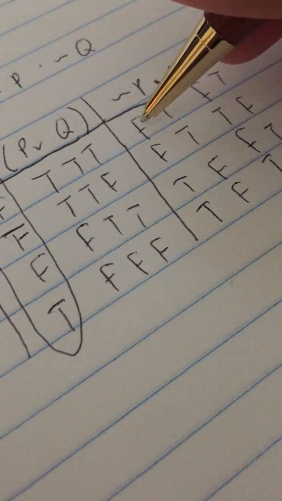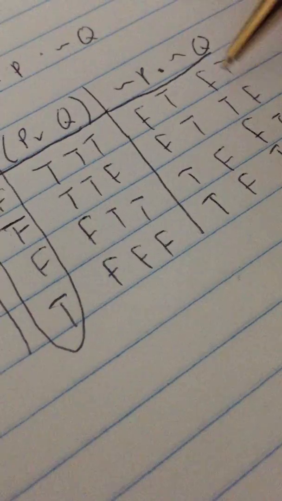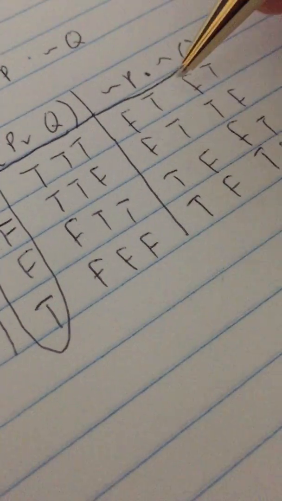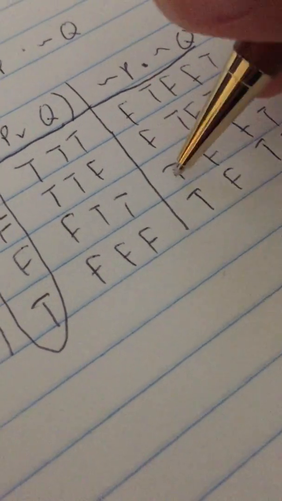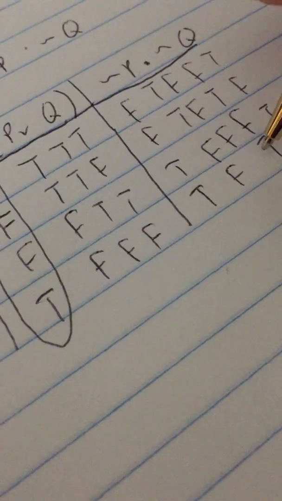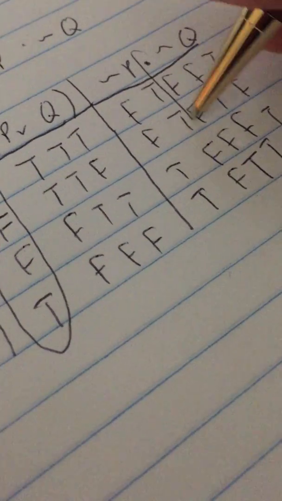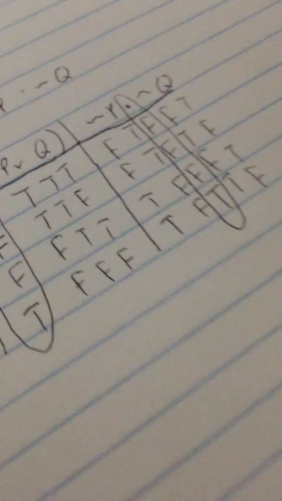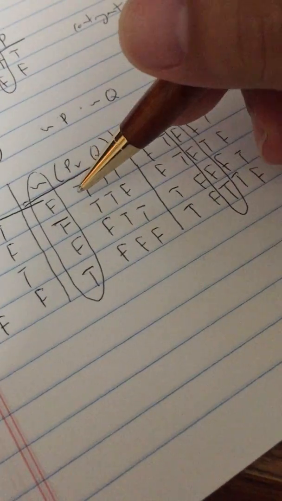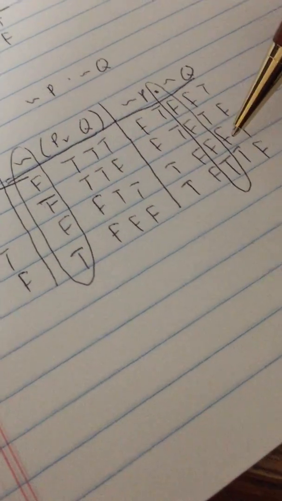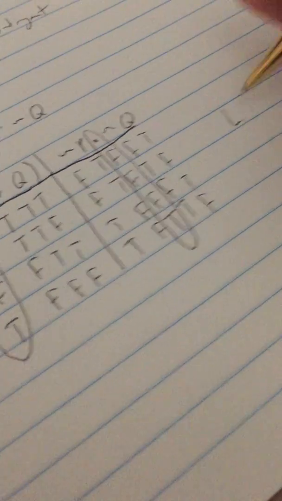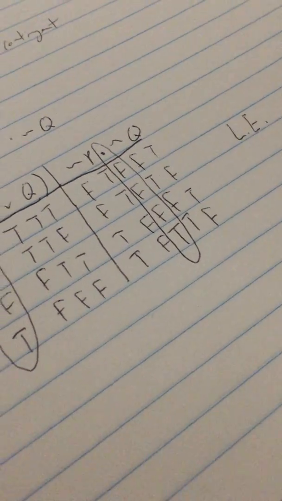And then for the and, I need to compare the value under this tilde with the value under that tilde, and an and is only true when both are true. So false and false gives me false, false and true gives me false, true and false gives me false, and true and true gives me true. That's my main operator, so again, I will circle that, and you will select it. And now I compare them. On row 1, false, false. Row 2, false, false. Row 3, false, false. Row 4, true, true. They always have the same truth values, and so I'll be a little lazy here and just abbreviate logical equivalence. Okay, hope that helps.